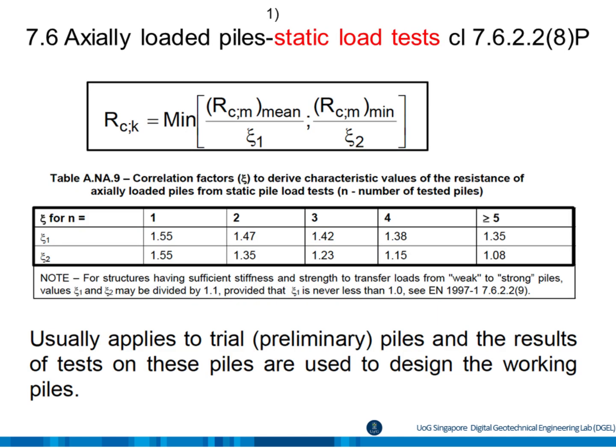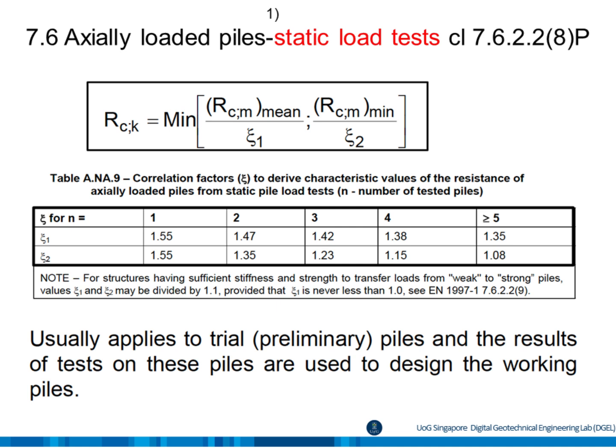Let's go through the method based on static load tests. We use the compressive resistance, RCM, measured from static load tests on trial piles. The characteristic compressive resistance, RCK, is calculated using the given relationship.